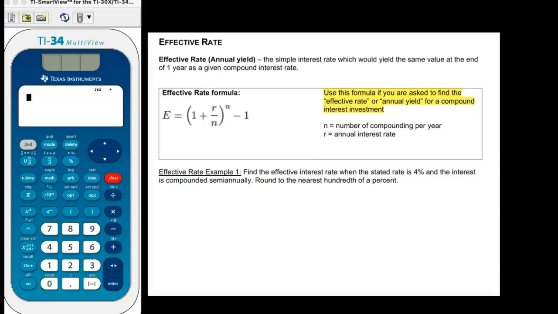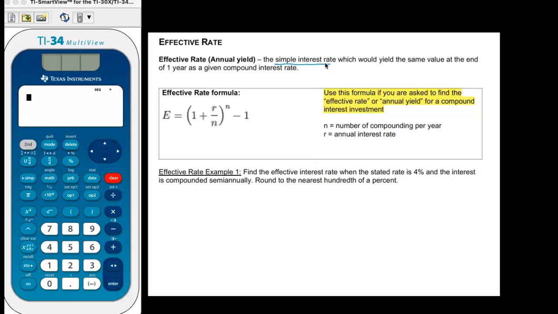In this video, we're going to talk about effective rate and use the effective rate formula to do an example. And so let's first talk about what effective rate is, which is also called annual yield. It basically is just the simple interest rate that gives you the same amount of money at the end of a year compared to a compound interest rate. So if you put money into an account that earns compound interest, what would the simple interest rate need to be in order to earn that same amount of money?